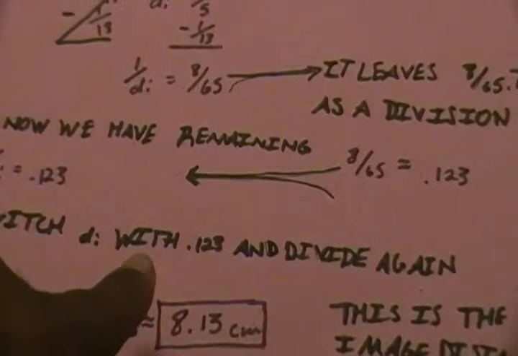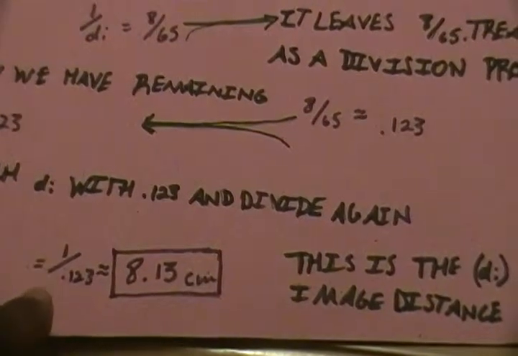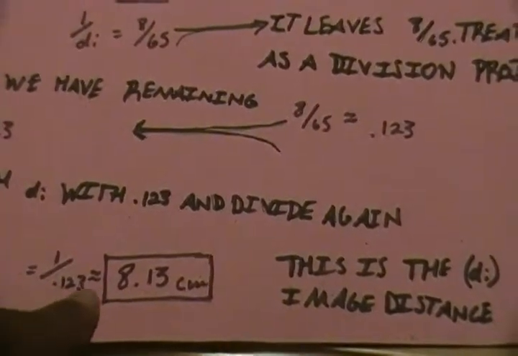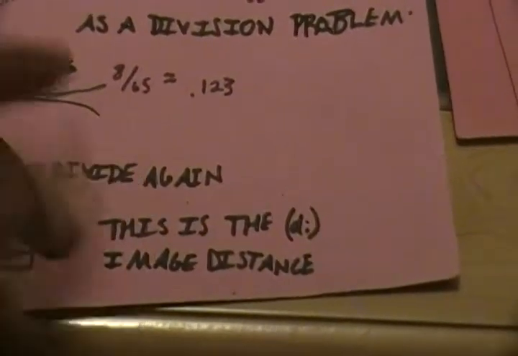So switch your DI with 0.123 and divide it again. So it equals 1 over 0.123, which equals 8.13 centimeters. This is the image distance.